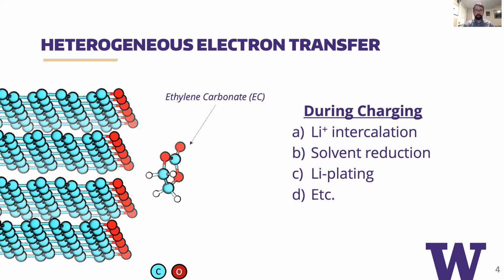And so first we could have lithium intercalation, which is just the preferred process where your lithium ions intercalate between the graphite sheets. We could also have an electron hop from the surface onto one of the electrolyte solvent molecules. And if temperatures are low enough and the voltage is high enough, we can even have lithium plating, where lithium ion is reduced to lithium metal and deposits on the anode. There are several other processes that can occur during this charging as well.